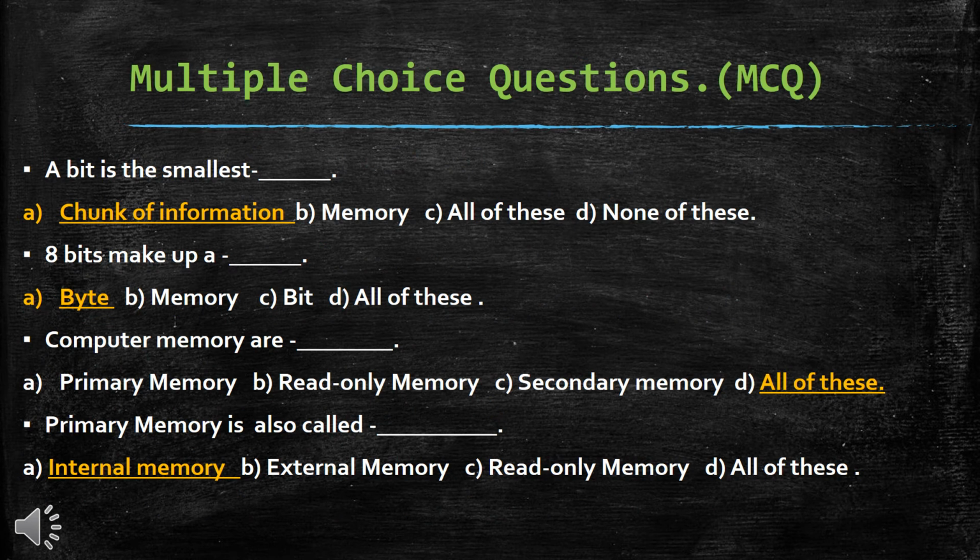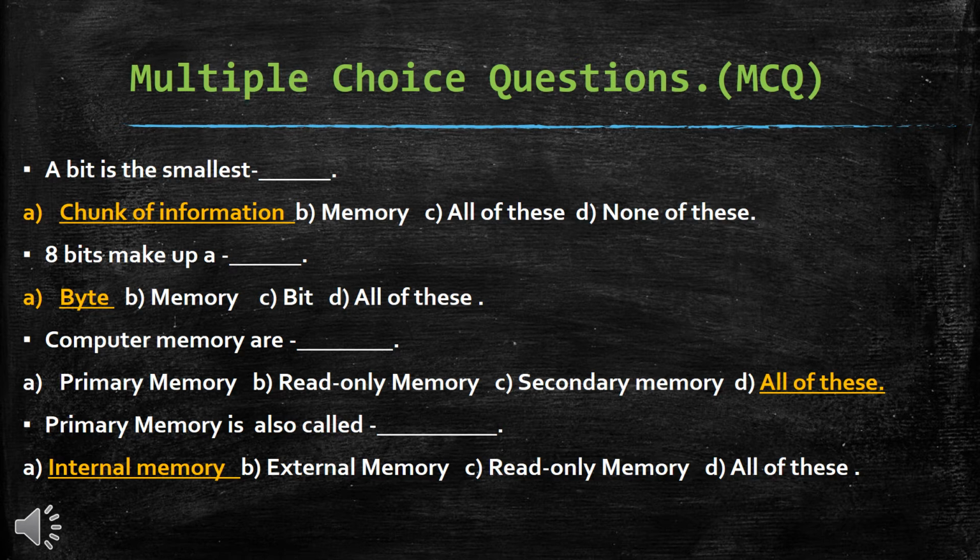A bit is the smallest dash. Options are chunk of information, memory, all of this, none of this. A bit is the smallest chunk of information. The next one is 8 bits make up a dash: byte, memory, bit, all of this.